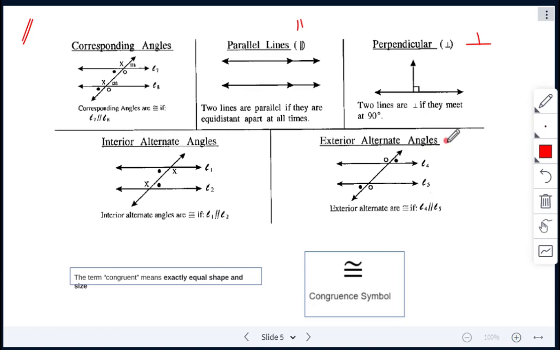Then we have the exterior alternate angles. So notice now they're on the exterior, or on the outside. All right, so we have the circle and circle, and then we have the dot and the dot. Notice again they're diagonal or alternate to each other. And again, exterior alternate angles are congruent if line 4 and line 5 in this case are parallel.